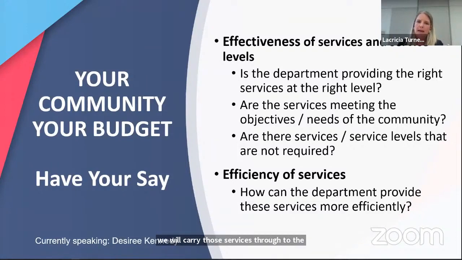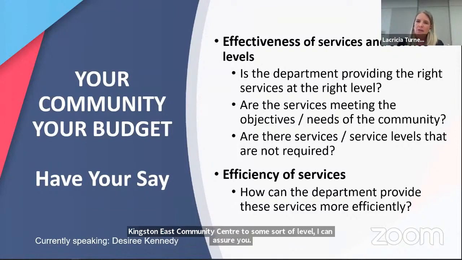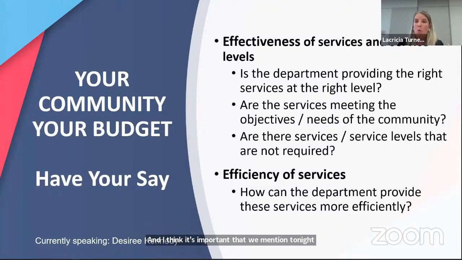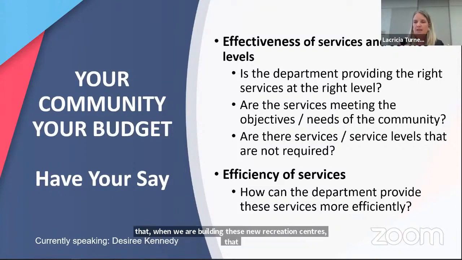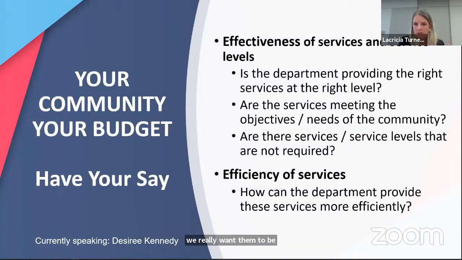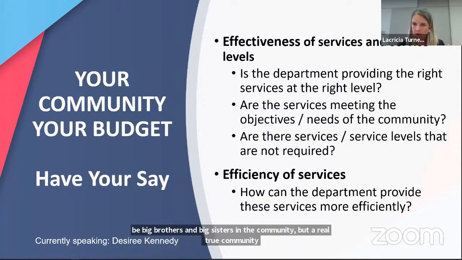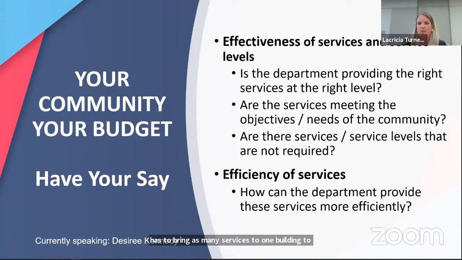And I think it's important that we mention tonight that when we're building these new recreation centers, that we really want them to be community hubs. And the difference in a community hub to when we built the Invista Center 13, 14 years ago is the fact that not only do we want the partners in that we've already mentioned, but we also want other partners in those facilities. And that might be the United Way. It could be Big Brothers and Big Sisters in the community, but a real true community hub to bring as many services into one building to be able to provide maximum effect to as many people in the community as what we possibly can. So I hope that maybe that information assists with the question. And I'm not sure if Jacqueline has anything else she'd like to add.